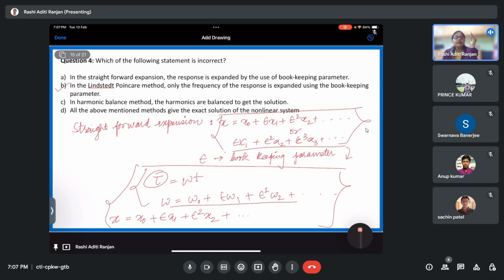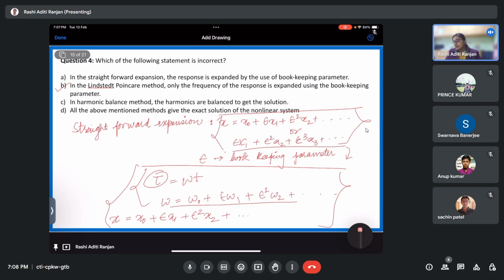Okay, so the harmonics are balanced. After putting in the solution, we check that the coefficients of sine omega t or cos omega t on the left hand side are equal to the coefficients on the right hand side. And from there we get the expression of a and omega. Correct. So this is a right statement.